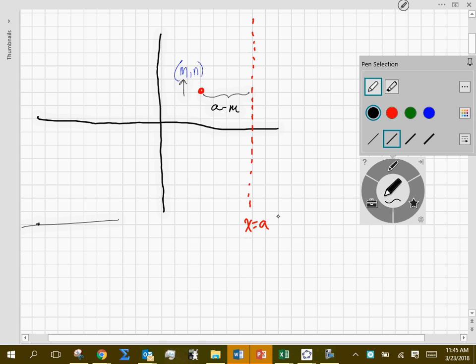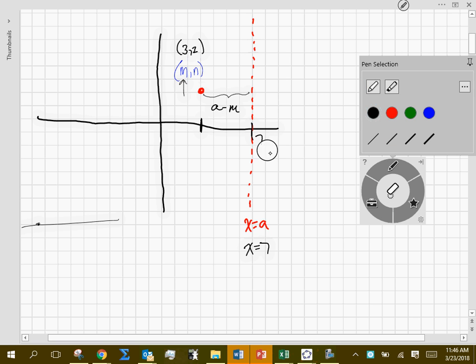For instance, let's use some arbitrary values and see if this makes sense. What if this was x equals 1, 2, 3, 4, 5, 6, 7, and this was the point 3 comma 2? So that x value is 3, that x value is 7. Can you see that you're taking 7 minus 3 to get that distance? Which is a was 7, 3 was m, right? So you're doing a minus m. Is that okay with everybody?